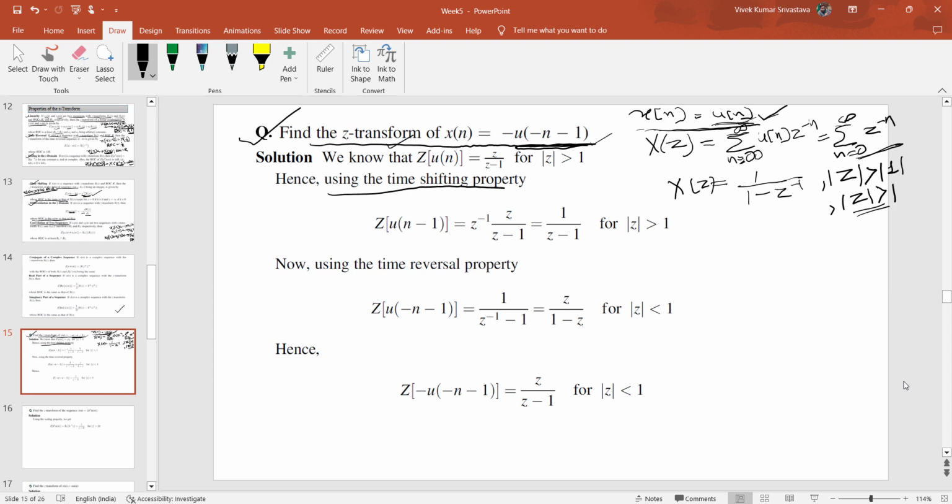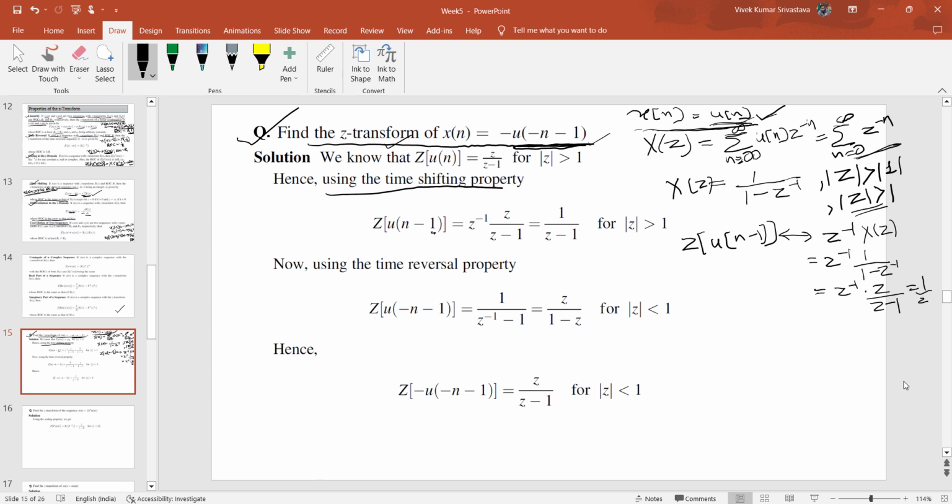So as we know that this is a delayed signal, meaning delayed in time corresponds to the multiplication of a delayed term in the Z domain. So here Z of u of n minus 1 is basically defined as z raised to the power minus 1 into X of z, which is z raised to the power minus 1 times 1 over 1 minus z inverse, which is z inverse into z over z minus 1, which is basically 1 over z minus 1.